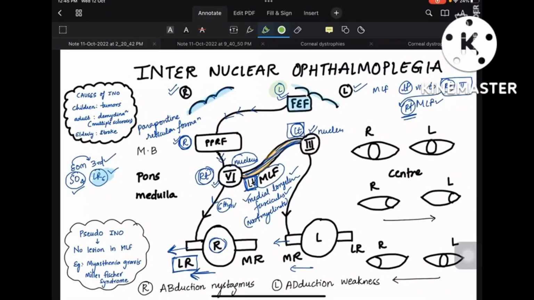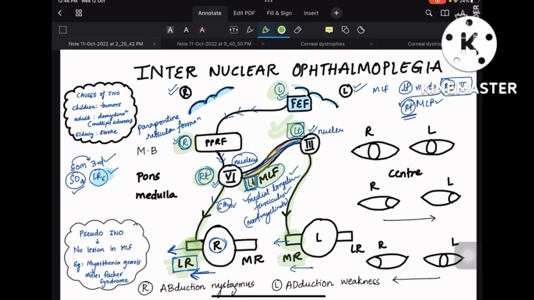So left FEF sends signals to right PPRF. This right PPRF sends signals to right sixth nucleus. From the right sixth nucleus, MLF carries the fibers to left third nucleus, and that MLF is named on this left, that is left MLF. And this sixth nucleus carries the signals to right LR, and the third nucleus here carries the signals towards left MR. So these two are the conjugate muscles. LR and MR are the conjugate muscles which are kept intact by left MLF. So this is the actual pathway.